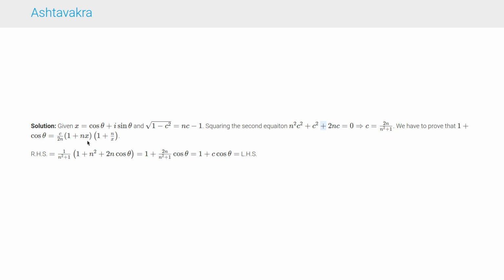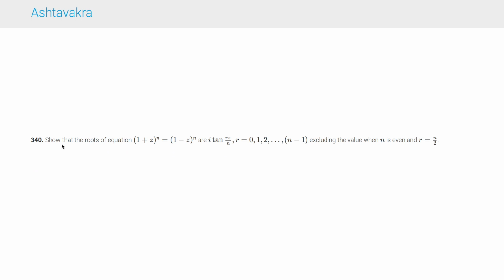Now we have to prove that 1 plus c cos theta is equal to c by 2n into (1 plus nx) into (1 plus n by x). So we proceed from the right hand side, we get 1 by n square plus 1. We substitute c is equal to 2n by n square plus 1, and n will get cancelled, 2 will get cancelled. So this is equal to 1 by n square plus 1, and these two we multiply. We get 1 into 1 is 1, nx into n by x as n square, and this would be nx plus n by x. Okay, so for nx plus n by x, we substitute cos theta plus i sin theta and we get this, and then we have 1 plus the product as 1 plus 2n by n square plus 1 cos theta, but 2n by n square plus 1 is c, so it is equal to 1 plus c cos theta.